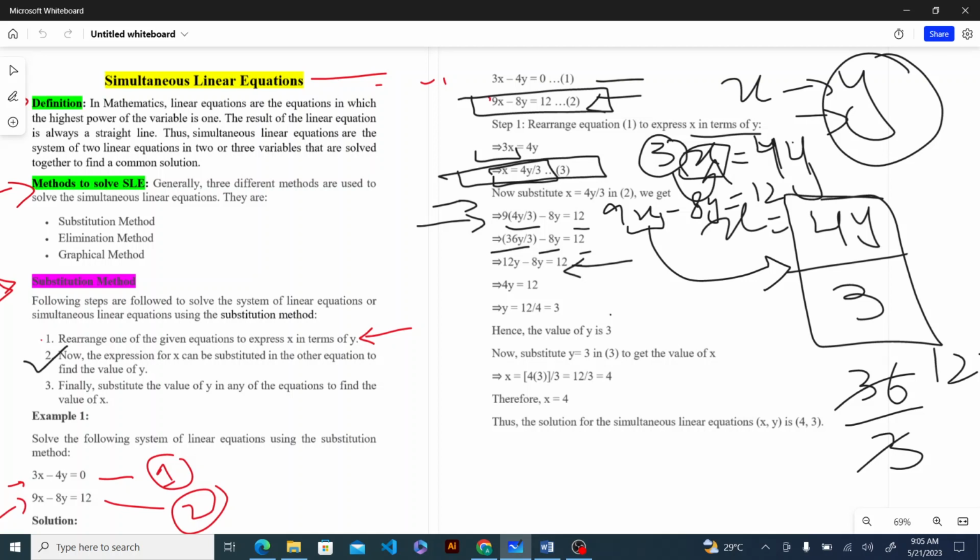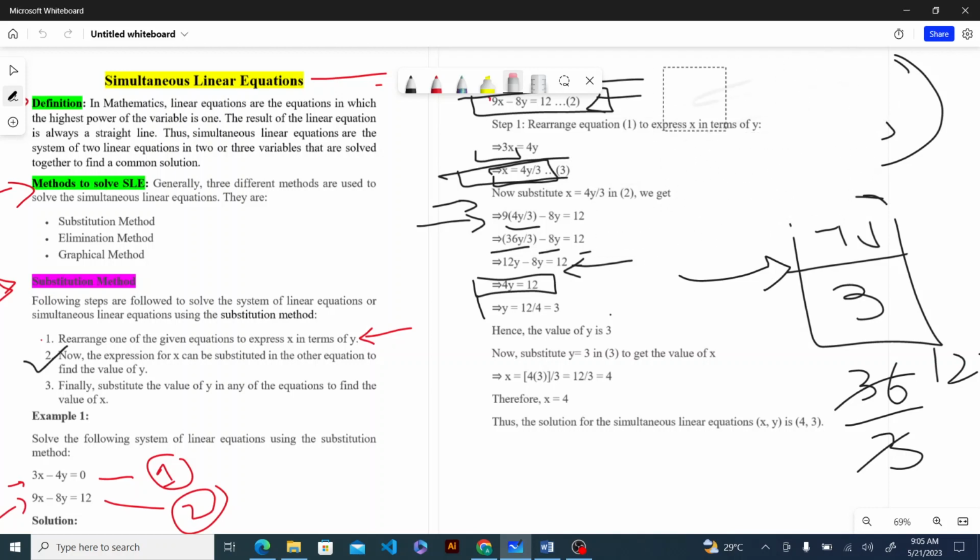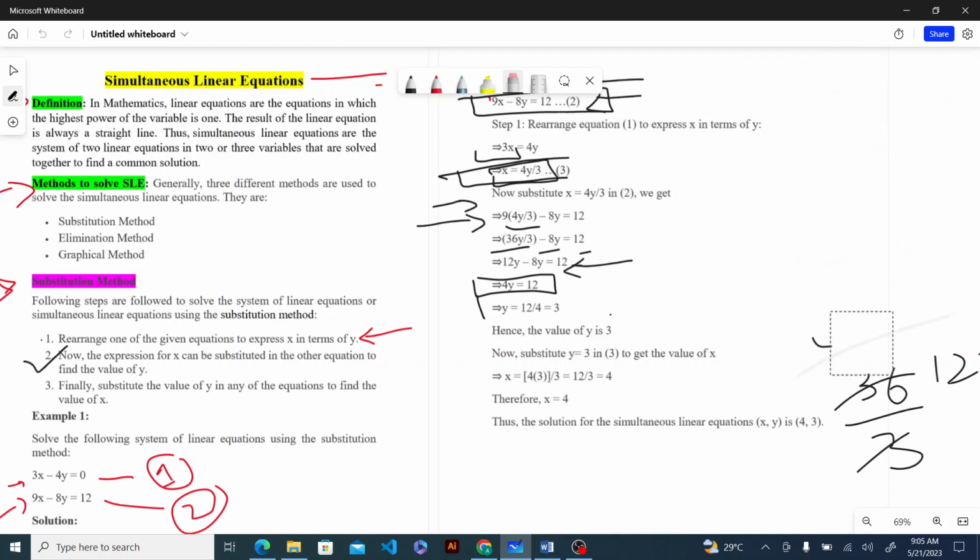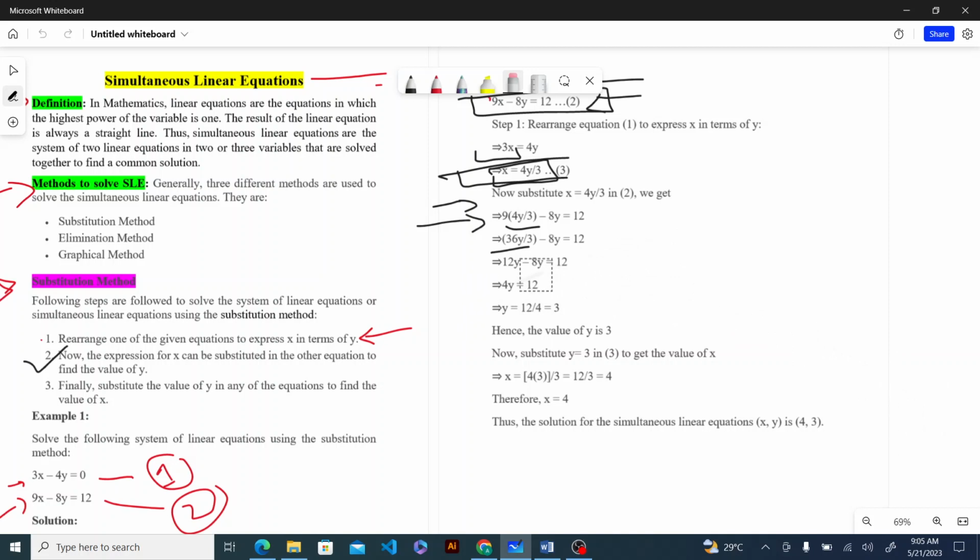And now we will resolve it. 12y minus 8y will be equal to 4y. So 4y is equal to 12. And in the next step, y is equal to 12 upon 4. Why? Let me clean the board first and then I will show you this step, so that if anyone is not understanding what is happening here, I can make them understand in the best way possible.